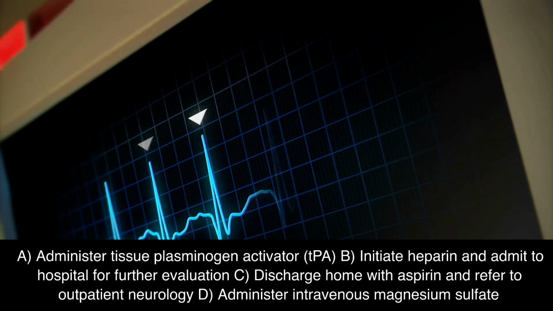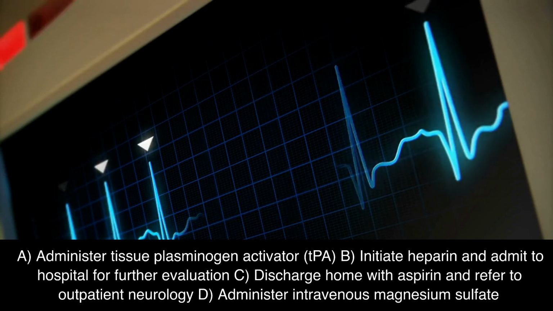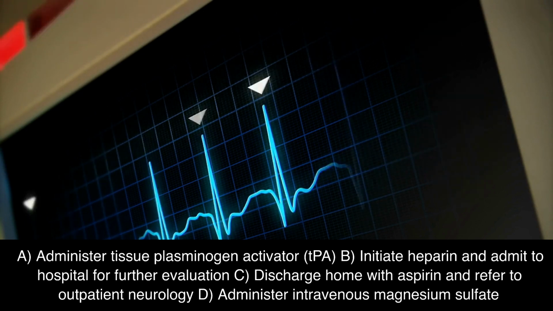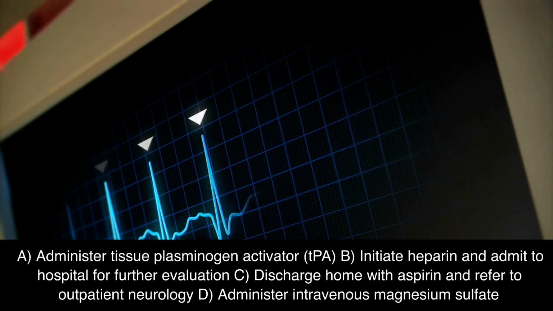A. Administer tissue plasminogen activator, TPA. B. Initiate heparin and admit to hospital for further evaluation. C. Discharge home with aspirin and refer to outpatient neurology. D. Administer intravenous magnesium sulfate.